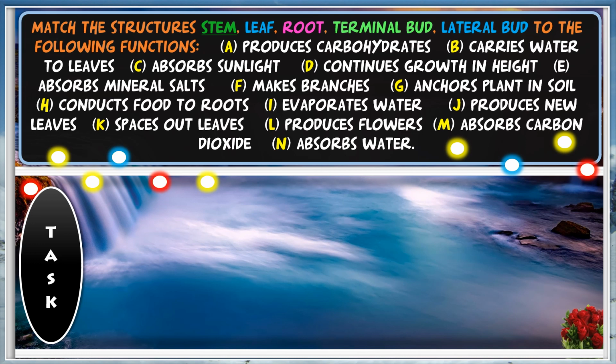G, anchors plant in soil. H, conducts food to roots. I, evaporates water. J, produces new leaves. K, spaces out leaves. L, produces flowers. M, absorbs carbon dioxide. N, absorbs water.